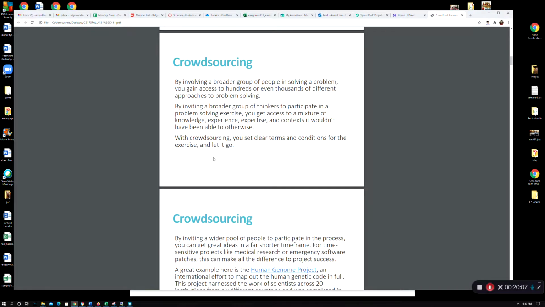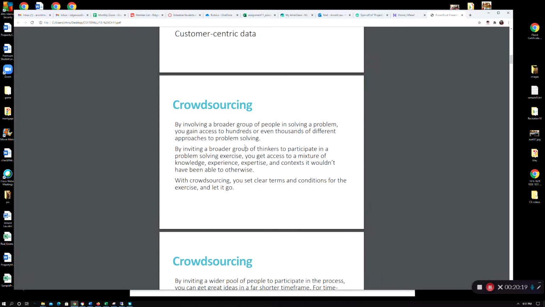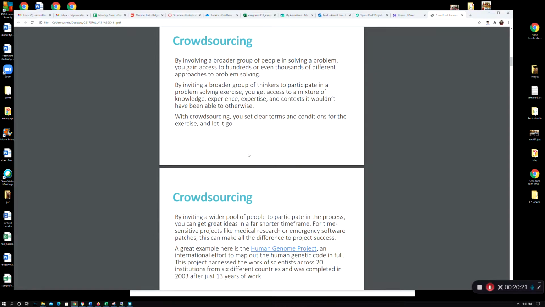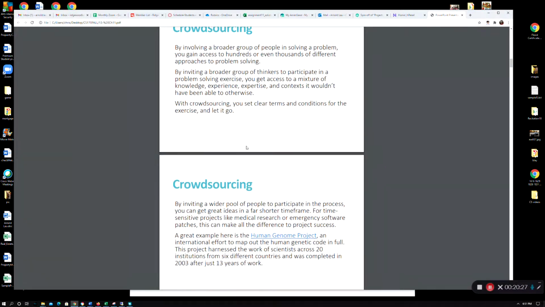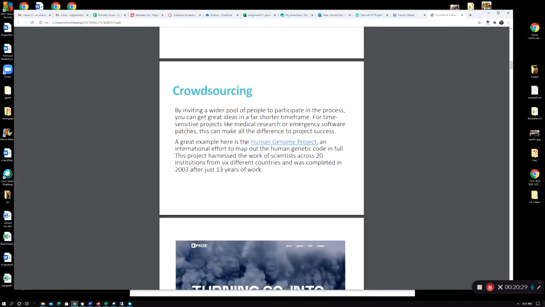All right, so this is reiterating that point about getting the different approaches to problem solving. So you get the wider set of people thinking about a problem, participating in a problem solving exercise, and you get all of that contributing, hopefully, to a more robust solution. Okay.